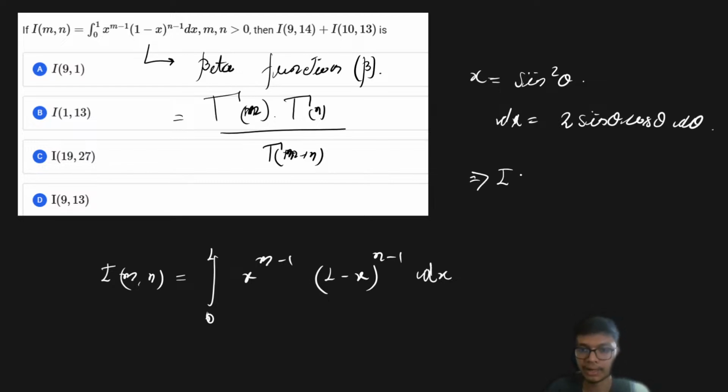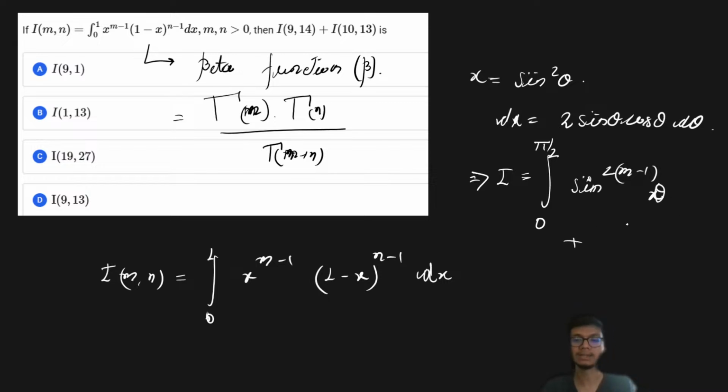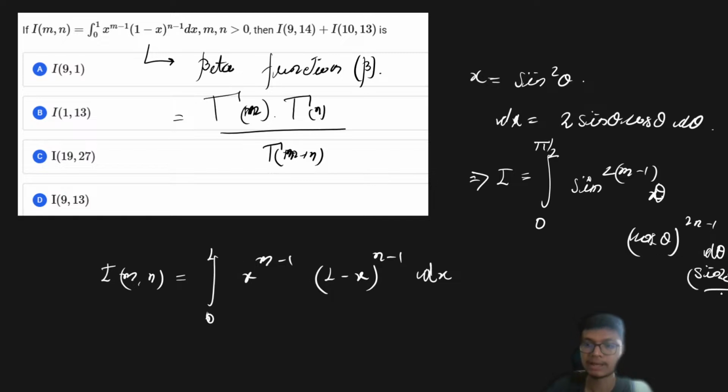If you do this simplification, then your I is going to be integral from 0 to pi by 2 of sine theta to the power 2m minus 1, multiplied with 1 minus sine square theta, which is going to be cos square theta, so cos theta to the power 2n minus 1, and ultimately d theta, and then multiplied with sine 2 theta, right? We have a sine 2 theta over here. Is this clear?